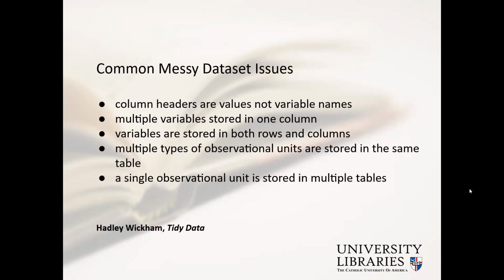Some of the common messy data set issues you're going to have: column headers are values, but not variable names. Multiple variables are stored in one column, more common than you think. Variables are stored in both rows and columns, so you have to learn how to sort that out. Multiple types of observational units are stored in the same table. So a lot of the data that's counting different things is stored in the same table, so you have to be very careful of that. Then a single observational unit is stored in multiple tables. We're actually going to play with a couple of those scenarios today.